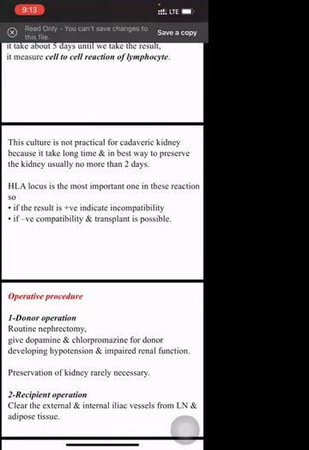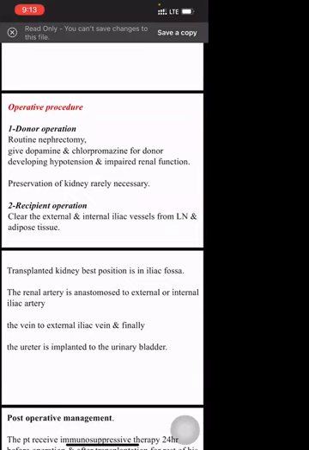Operative procedure. How can I do the renal transplantation? Donor operation: routine nephrectomy. Give dopamine and chlorpromazine for the donor to avoid hypotension and impaired renal function. Preservation of the kidney is rarely necessary.